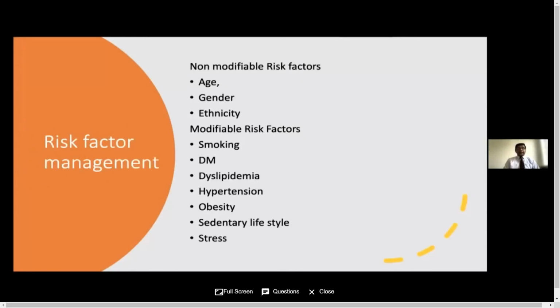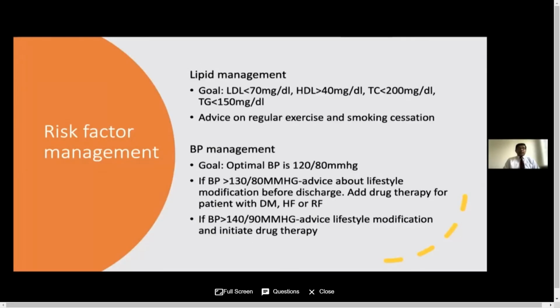With regard to risk factor management, risk factors are traditionally divided into 2 groups, non-modifiable and modifiable risk factors. Age, gender and ethnicity are non-modifiable risk factors. Modifiable risk factors are smoking, diabetes mellitus, dyslipidemia, hypertension, obesity, sedentary lifestyle and stress. I will be discussing a few risk factors.